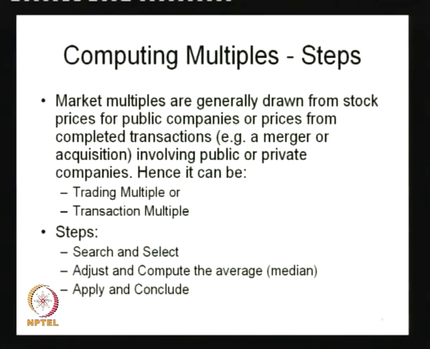So, what are the different steps that we have here? We search for the target companies, then we select the comparable companies based on the target company's profile, and then there could be certain accounting adjustments that we will be discussing in subsequent slides, and there could be certain accounting principles followed which are different from one company to another. For instance, as far as the depreciation method is concerned, one company may be following the straight line method, another company may be following the written down value method.